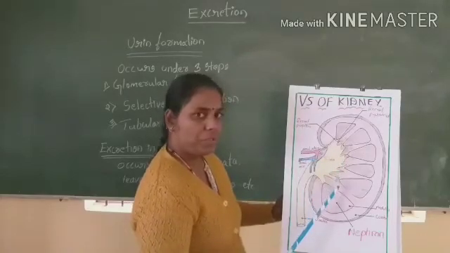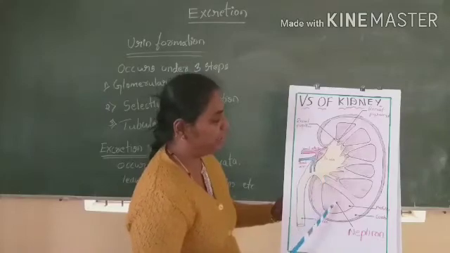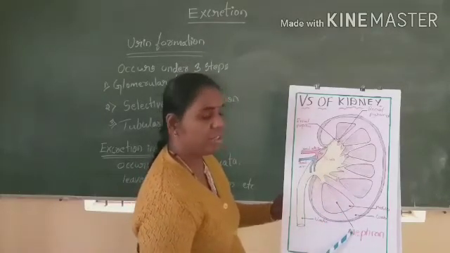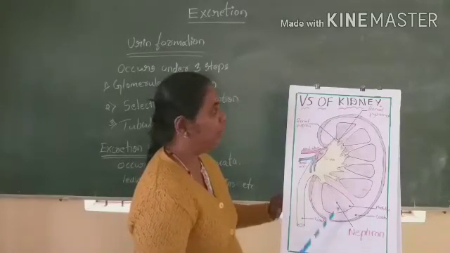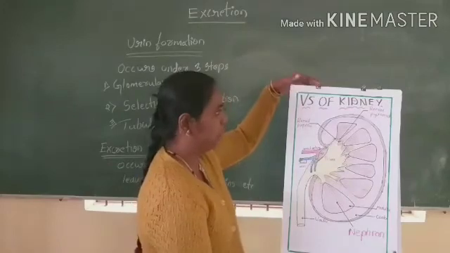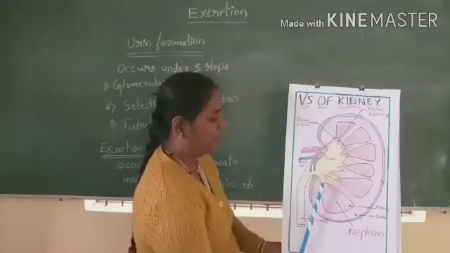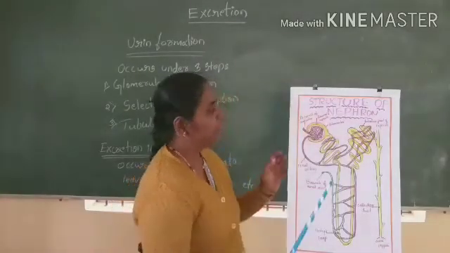The actual process of urine formation, that is the filtration of the blood, is carried out by these millions of nephrons. Therefore, we call these nephrons the structural and functional units of the human excretory system or kidneys. Now let us study the structure of the nephron and the functions performed by the nephron.